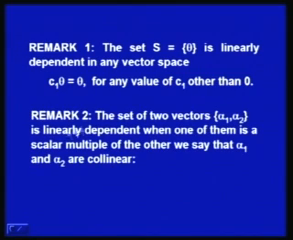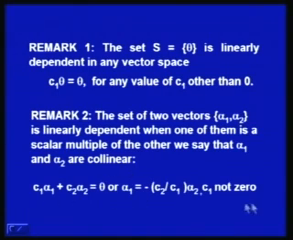In another remark, for the set of 2 vectors alpha 1 and alpha 2, if it is linearly dependent, then one of them is a scalar multiple of the other, and we say that alpha 1 and alpha 2 are collinear. This is proved here. We will have C1 alpha 1 plus C2 alpha 2 is equal to null vector, where if C1 is not 0, then one can write alpha 1 is equal to minus C2 by C1 times alpha 2. So, alpha 1 is written in terms of alpha 2 if C1 is not 0. Of course, if C2 is not 0, then you can write alpha 2 is equal to minus C1 by C2 into alpha 1. So, this way we can say that the 2 vectors are collinear.